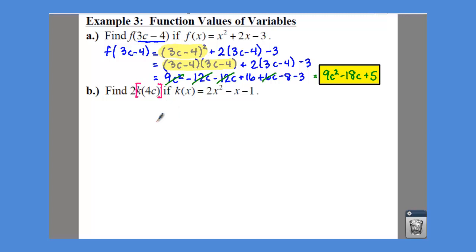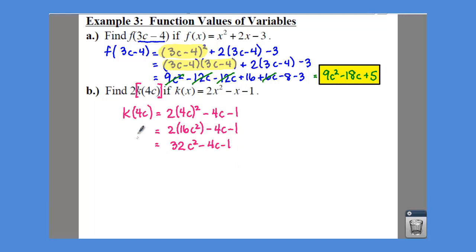You have this 2 outside, but we're going to not worry about the 2 until the very end. So what we're first going to find is our k of 4c for this function right here. So everywhere there is an x, we're going to take that out, and in its place we're going to put a 4c. So this x, we're going to put in a 4c as well, minus 1. So we simplify. Now this is going to be 2 times. Now you have to simplify this first. You have to take 4c squared first. That's going to be a 16c squared minus 4c minus 1. And we end up getting a 32c squared minus 4c minus 1. That is what your k of 4c is equal to.